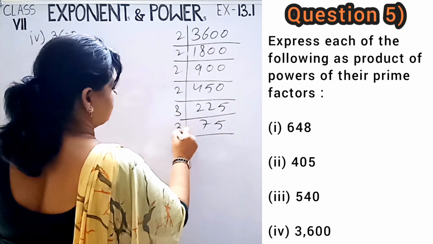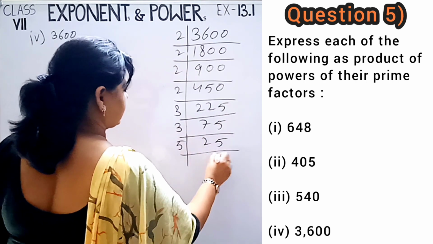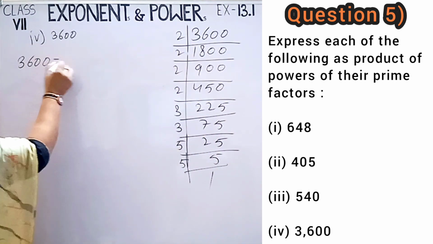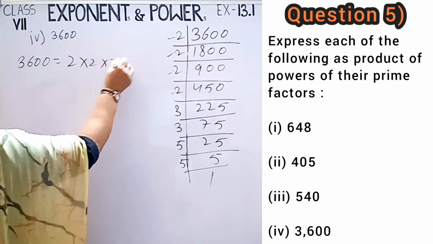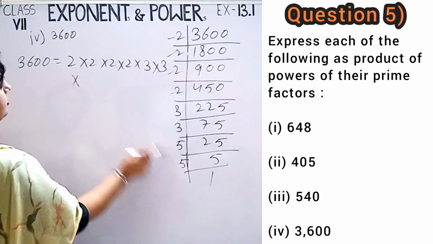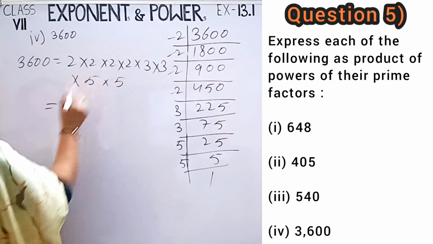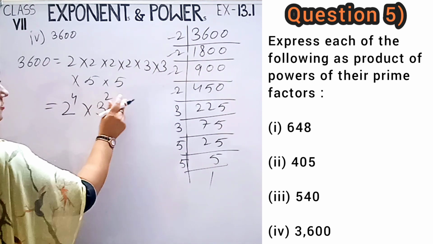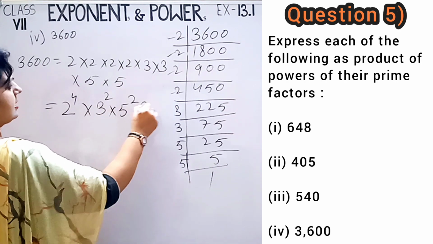75 is divisible by 3 also. 3 2s are 6, 15. Now 5 5s are 25. Last one is 5 1s are 5. Now 3600 is equal to 2, 4 times, and 3, 2 times, and 5, 2 times. So 2 raised to the power of 4, 3 raised to the power of 2 because 2 times, and 5 raised to the power of 2. Answer.